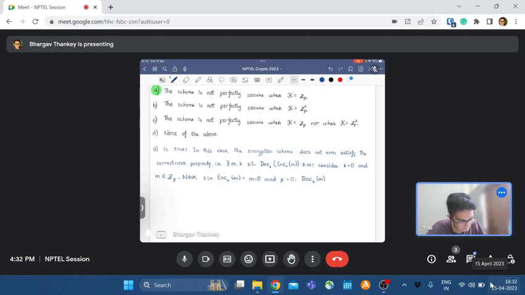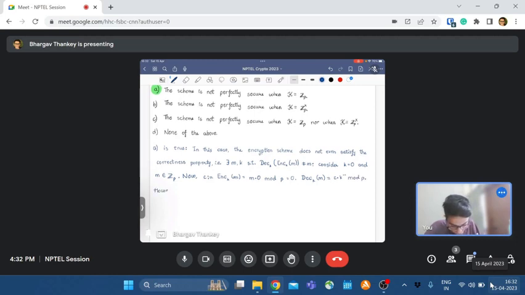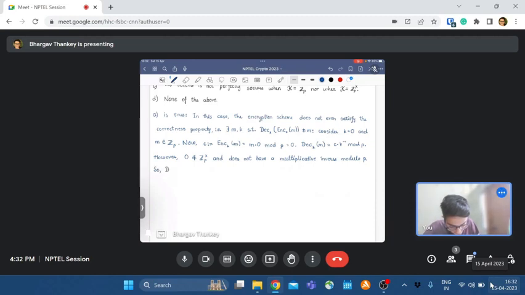And the decryption of this is equal to C times K inverse mod P. However, 0 is not in ZP cross and does not have a multiplicative inverse modulo P. So this thing is not well defined.